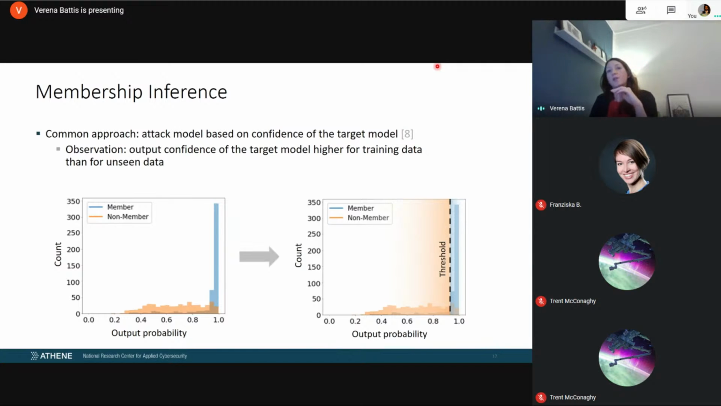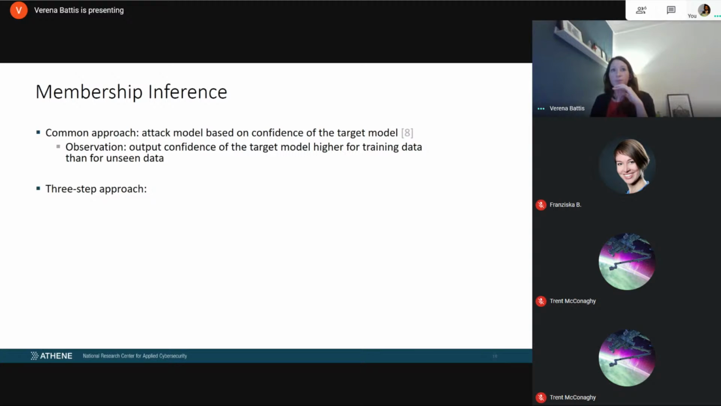The trick is so-called shadow models. A shadow model is simply an approximation of the target model. And in copying the target model, we copy its decision behavior as well. Based on this information, we can tailor the perfect attack model. So how does it work? Basically, it follows a three-step approach.